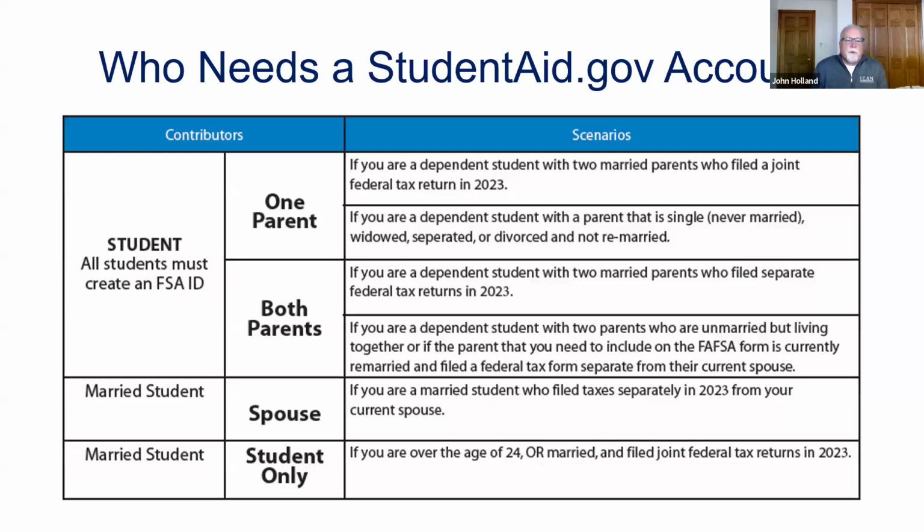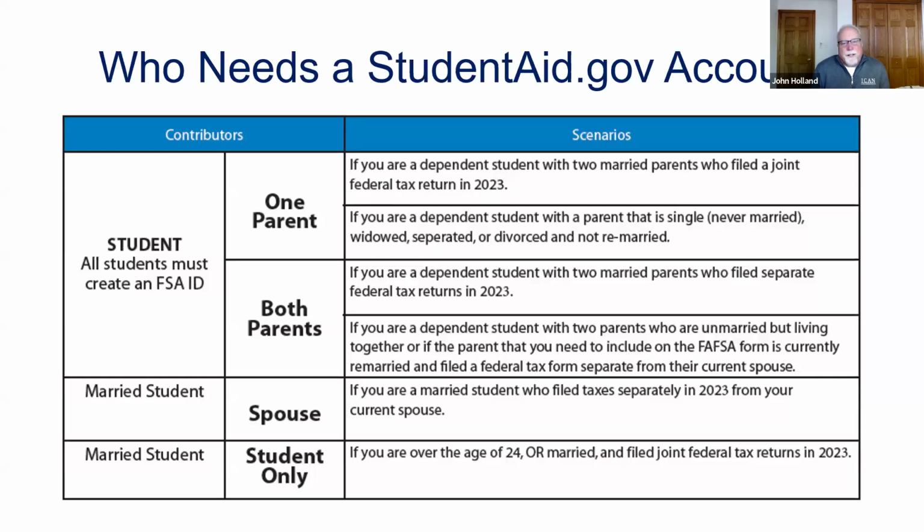So let's say, for example, that the student's parents are divorced and they find out that the mother in this example is the one that provided most of the support. But now, today, the mother is remarried, but she didn't file jointly with her current spouse in 2023. So then the mother and her current spouse would each need a studentaid.gov account when the student applies for financial aid. And the reason for that is these accounts are used in downloading the tax information into the financial aid application.